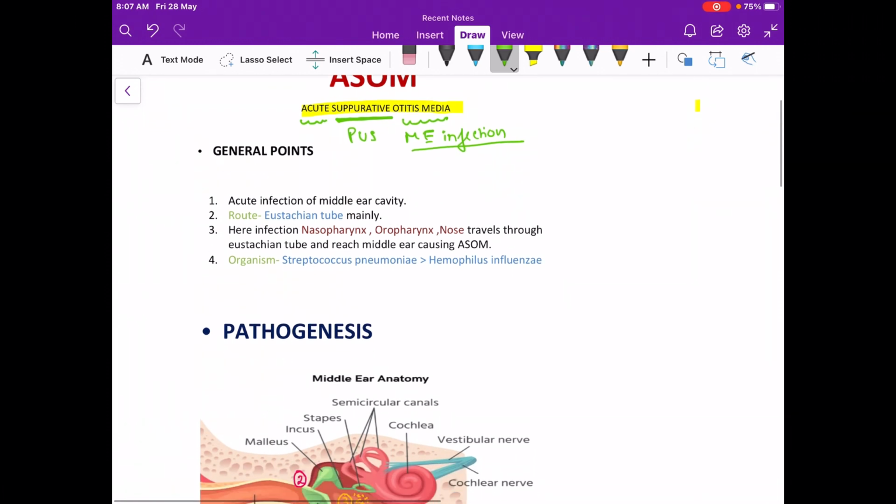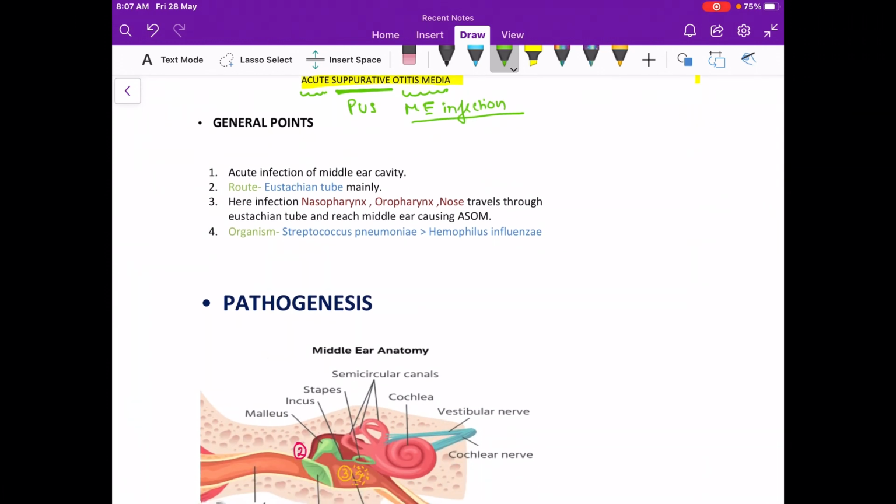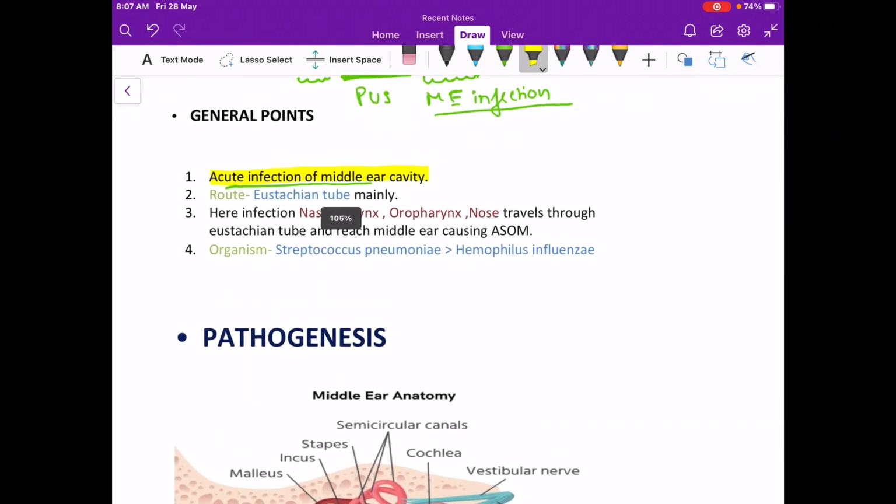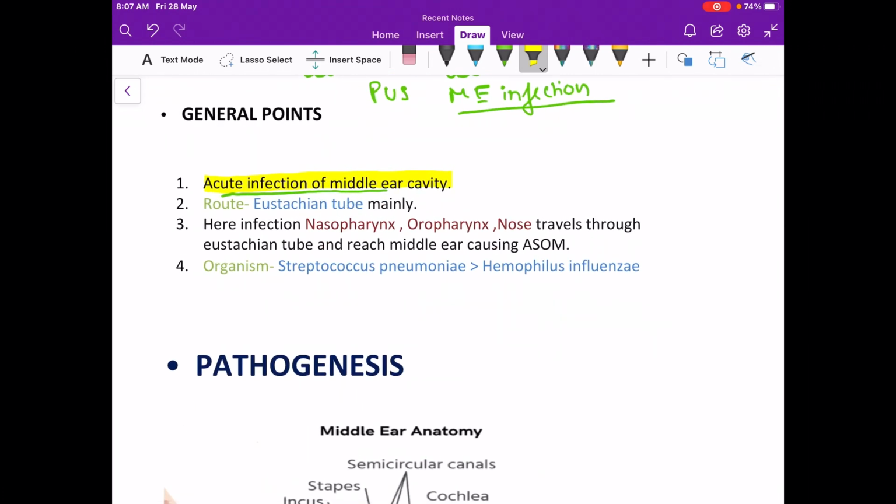First we will study the general points. In general, it is an acute infection of the middle ear cavity, as I have told you earlier. You should also remember that the route of the infection is through the eustachian tube. The eustachian tube opens into the nasopharynx and connects the middle ear to the nasopharynx. I will show you the diagram.